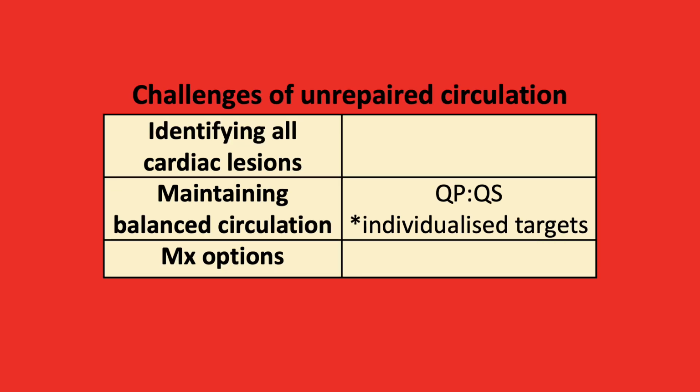Broadly speaking, the challenges of managing a single ventricle include identifying all cardiac lesions, as there may be other lesions involved, and maintaining a balanced circulation, so ensuring the flow to the pulmonary circulation is equal to that of the systemic circulation. This may be based on targets set for the individual patient and thus their underlying pathology, and therefore the management options are based specifically on the patient.